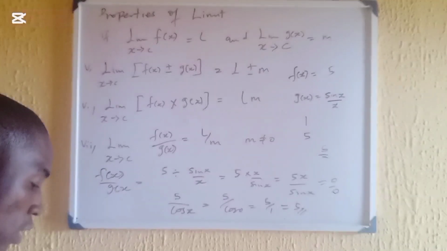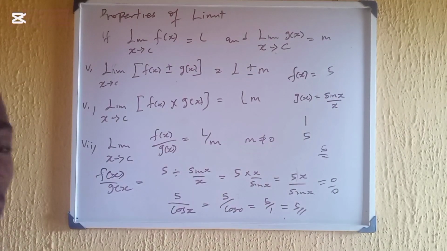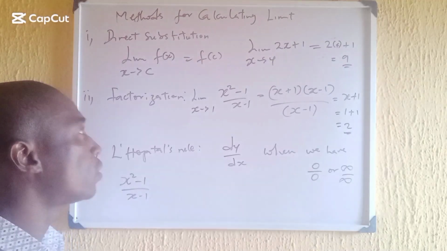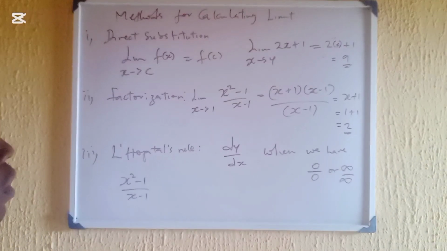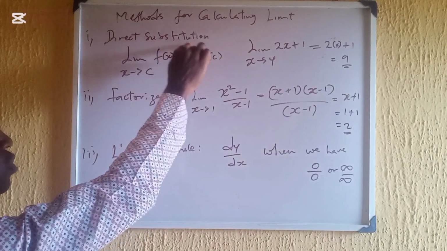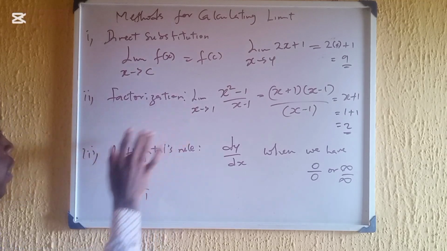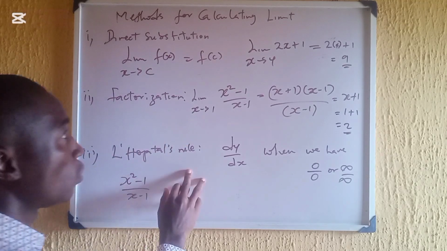The next thing we want to talk about is methods for calculating limits. There are 3 basic methods for calculating limits. The first one is the method of direct substitution. The second one is the method of factorization. And the third one is L'Hopital's rule.